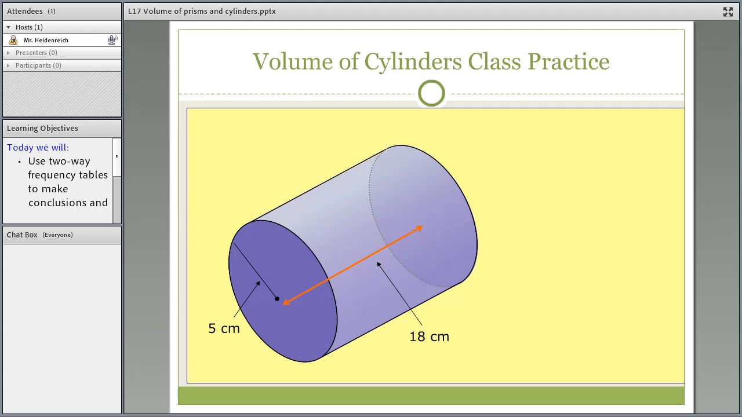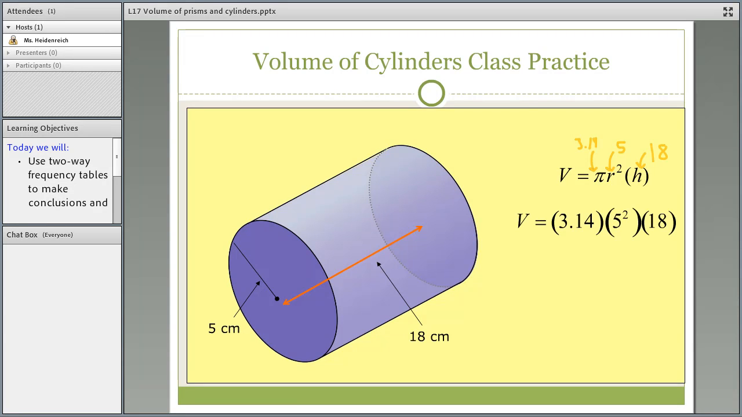Okay, so here's our first example. I'm going to choose to use the one that already has the formula for the area of the circle in it, which is pi r squared. So I'm going to find pi times r squared. My radius for my circle is 5. So that's the number I'm going to plug in for r. My height is going to be 18. That's the distance between my two bases. And pi, we're just going to use the approximation 3.14.